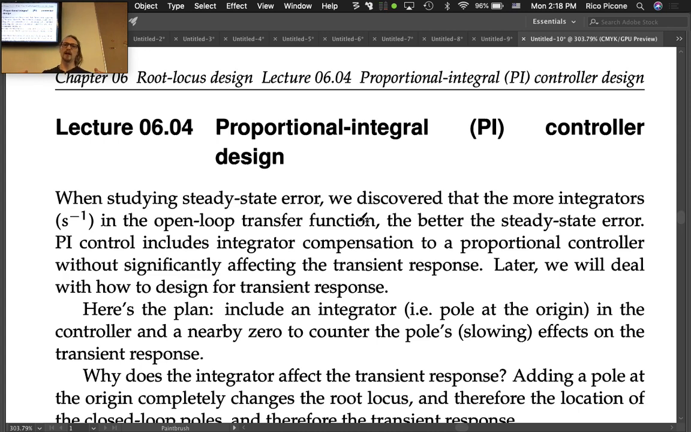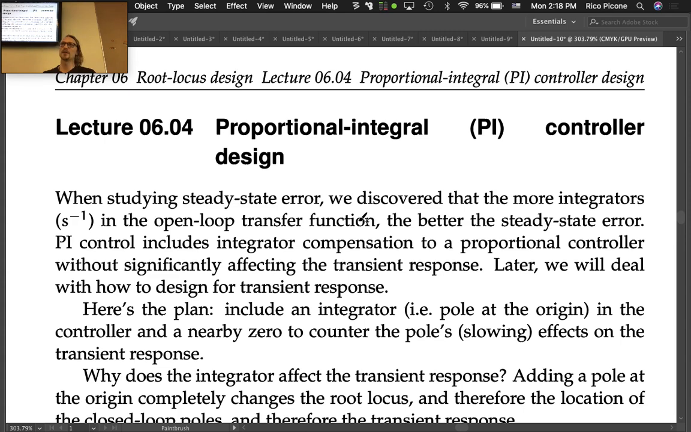So, PI control includes integrator compensation to a proportional controller without significantly affecting the transient response. Okay? Later, we will deal with how to design for transient response. So if you don't want to affect the transient response, you want to leave the root locus alone for the most part, but you want to include an integrator in there. So you're going to certainly change the root locus. So we're going to try to mitigate that change to try to affect the root locus minimally with our compensator.